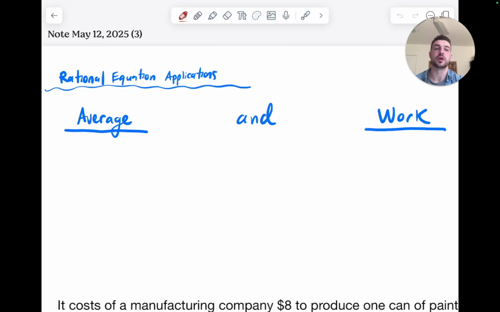Today, what we're going to take a look at is rational equation applications. These previous couple weeks we've been working on solving rational equations, so now we're actually going to apply them to real situations. Now, there are two main types of problems that we're going to be taking a look at, and that's going to be average and what we call work problems.